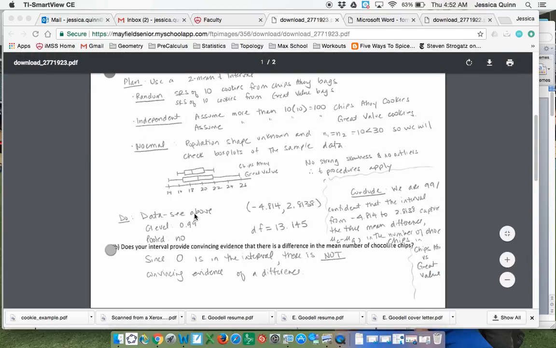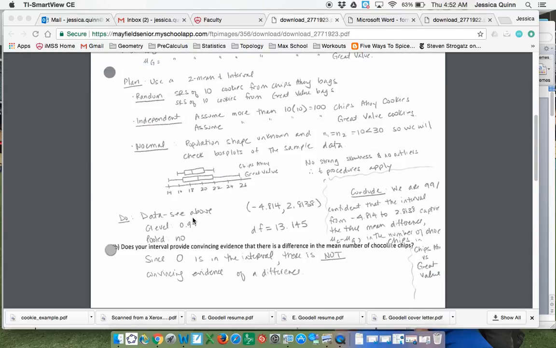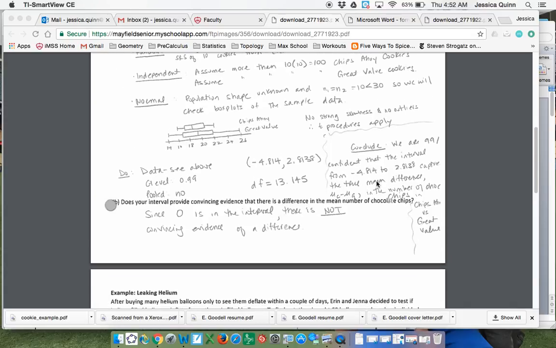So this is what you write. Data, see above. There's my confidence level. Pooled? No, I did not pool it. This is my crazy degrees of freedom, and here's my confidence level. Okay, so to conclude, we would say we are 99% confident that the interval from negative 4.814 to 2.8138 captures the true mean difference, mu c minus mu g, in the number of chocolate chips in Chips Ahoy versus Great Value.